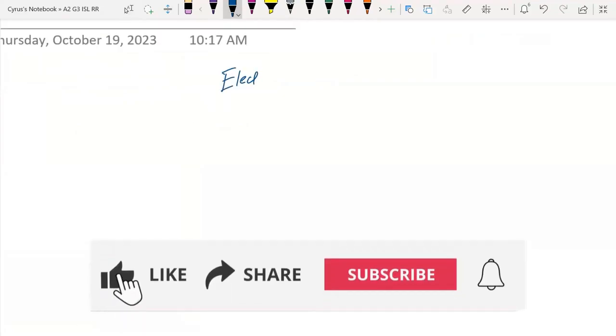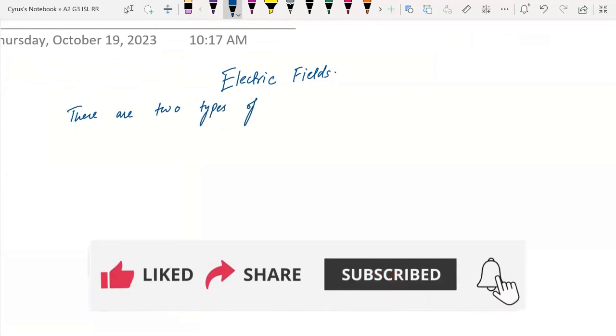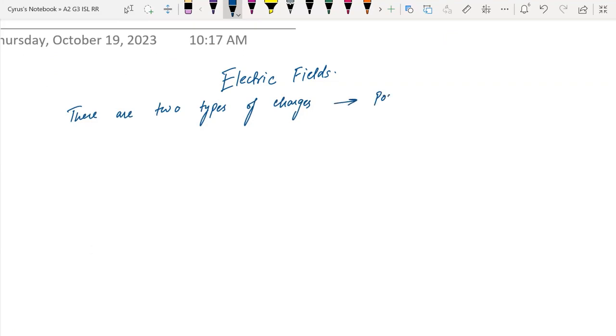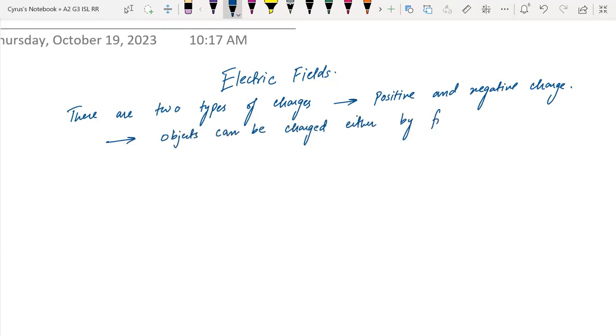Electric fields. There are two types of charges. One is the positive charge. So we have positive and negative charge, right? And you should know by all means that objects can be charged either by friction.